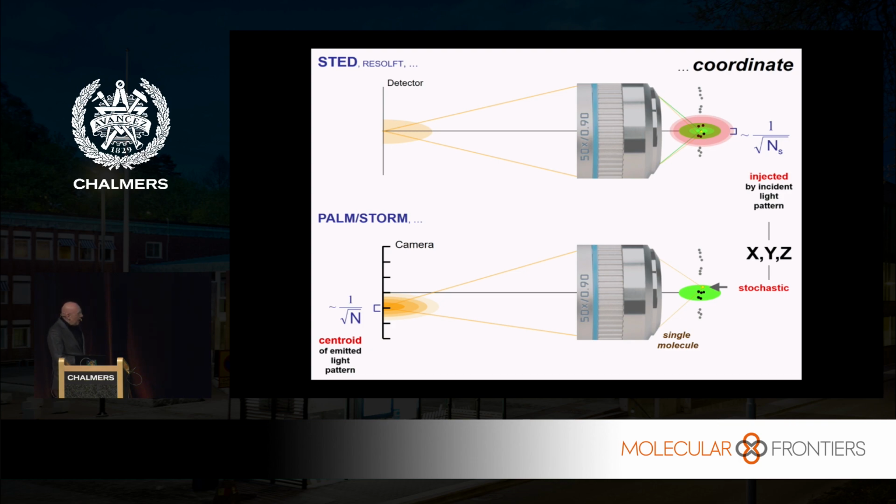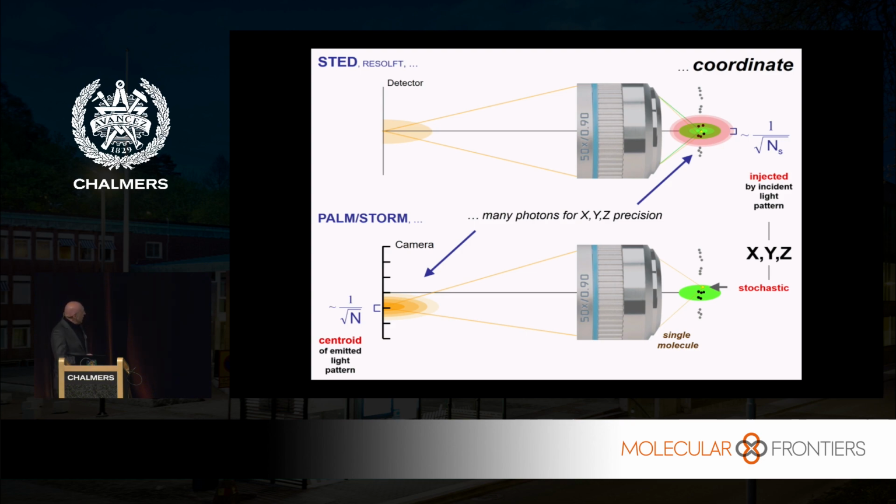And the more photons you have, of course, the better you will know the position of the molecule. Okay, so this is the concept of PALM, and if you compare it now with the concept of STED to see the similarities and the differences, as I said, on and off is the basis of both. But the difference, of course, is in the way you find out the coordinate.